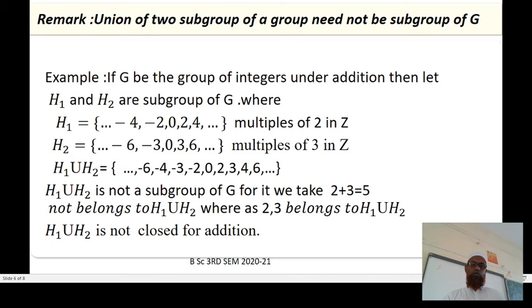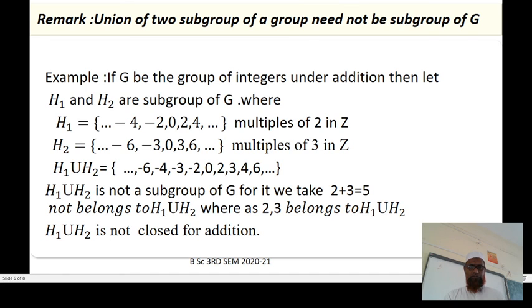So example: let G be the group of integers under addition, and let H1 and H2 be subgroups of G, where H1 is {..., -4, -2, 0, 2, 4, ...}, the multiples of 2 in Z, and H2 is {..., -6, -3, 0, 3, 6, ...}, the multiples of 3 in Z. H1 and H2 are two subgroups of G, but for the union, H1 union H2 is {..., -6, -4, -3, -2, 0, 2, 3, 4, ...}. H1 union H2 is not a subgroup of G.